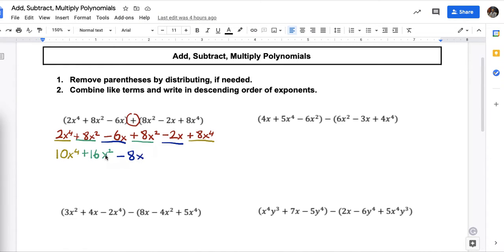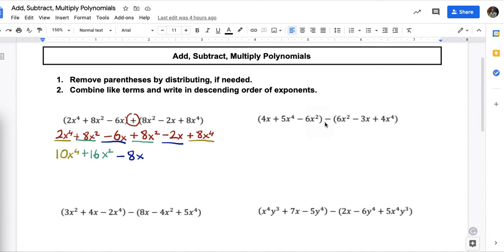The last thing I'll highlight, as I did this, is that the sign in front of a term belongs with the term. So always keep the sign with the term. You'll see that I've done that throughout. So this is what we've got for our first one. Let's take a look at the second one.